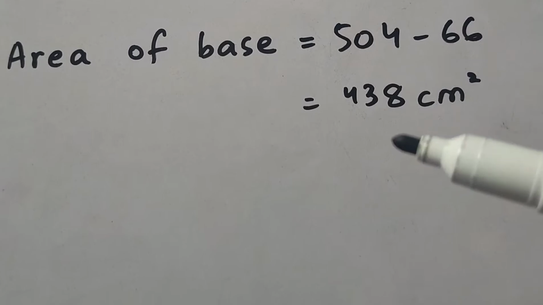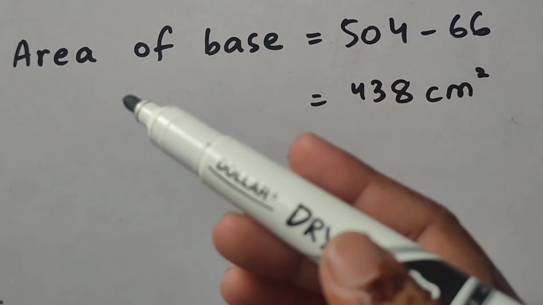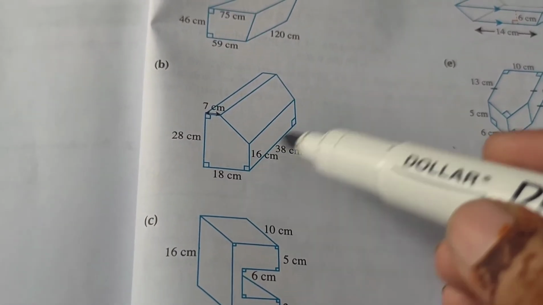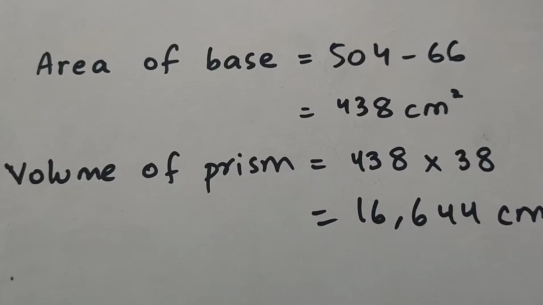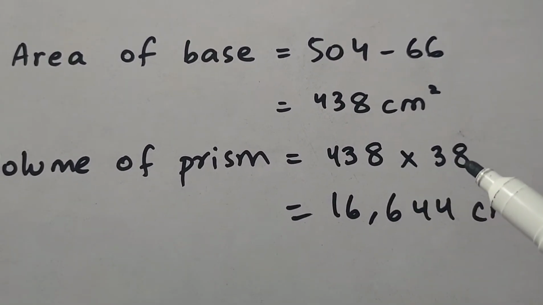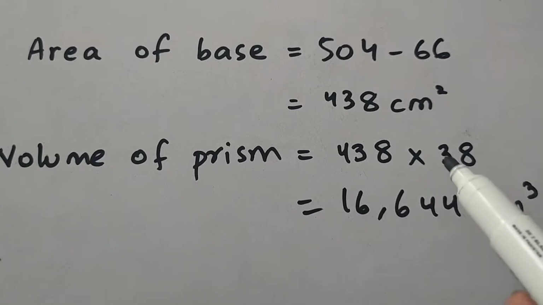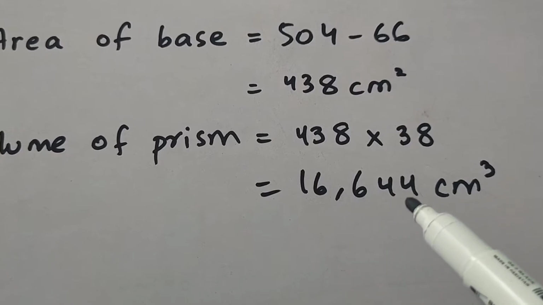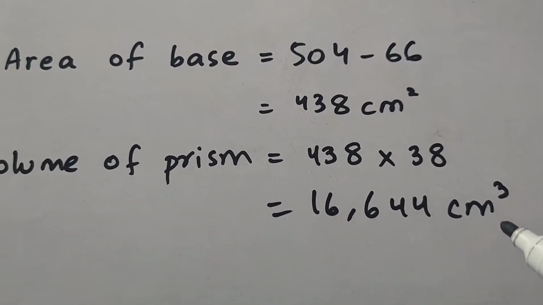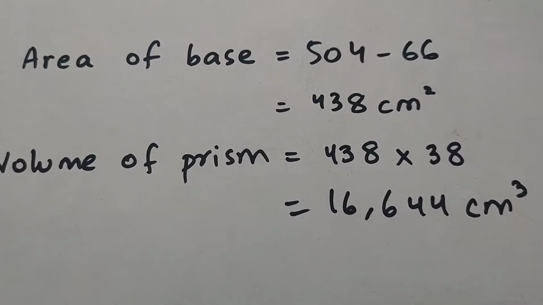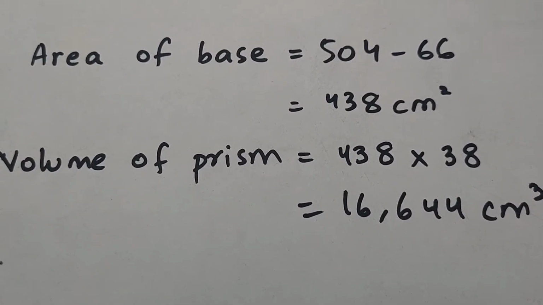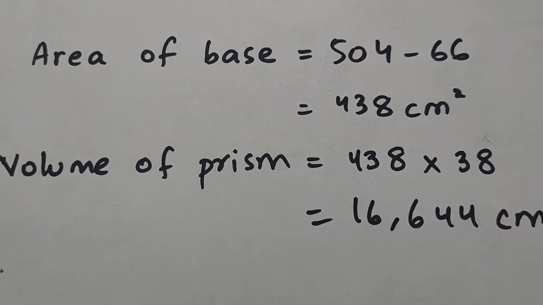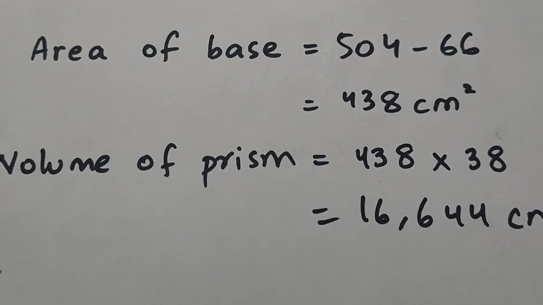And now the next step is to multiply this area with the given height of our prism. So we have a height of 38 centimeters as you can see in this figure. So we'll simply multiply the area of the base with the given height, that is 38, to find out the volume of this prism, which is 16,644 centimeter cube. So students, you see how easy it is. You just need to figure out how we are going to calculate the given area, right? You need to find out the way how to take out the area of a given base.